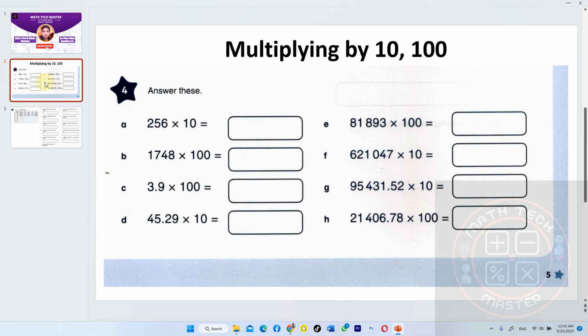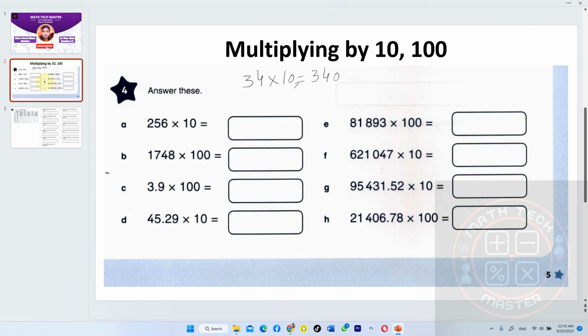So question number 4 is one of the easiest questions where we just have to multiply the number by 10 and 100. In the first question, first part, we have one whole number which is 256 and we need to multiply this number by 10. So whenever we have any whole number like 34 and we need to multiply the number by 10, 100 or 1000, we will count the number of zeros we are multiplying with and we will simply add the number of zeros with the number we are multiplying.